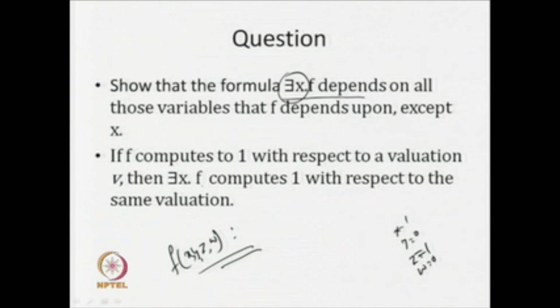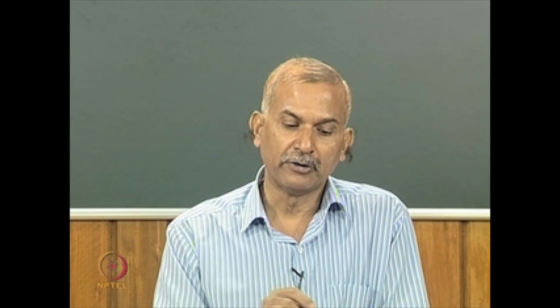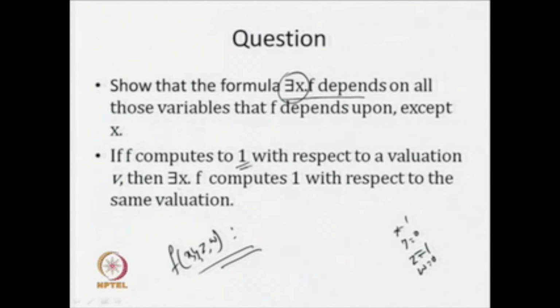I think you might have got the feeling, yes, indeed it is going to compute 1. Why? Because in there exists x f, we are going to relax the constraint on x. So, whether x equal to 0 or x equal to 1, it is immaterial. So, if for a particular valuation f computes to 1, then there exists x f will also compute to 1 with this same valuation, because there exists x f is immaterial of this particular x, whether x equal to 1 or 0. Since x equal to 1 is going to give me 1, on relaxation also it will give 1. Okay. So, with this I will conclude my lecture here today.